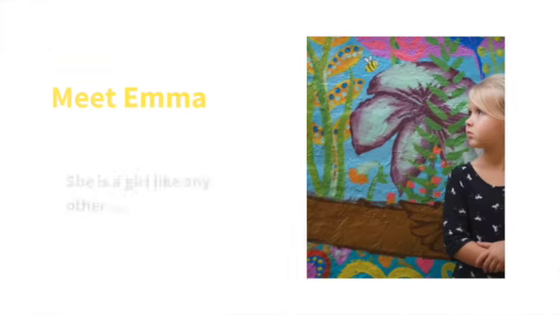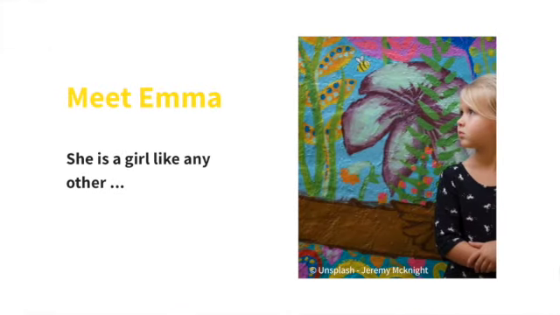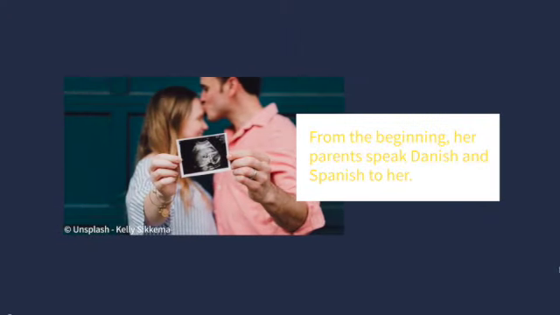We would like you to meet a girl called Emma. She is like any other child except for one little difference. Can you guess what it is? Her parents have different languages, and so they have spoken Danish and Spanish to her since even before she was born.